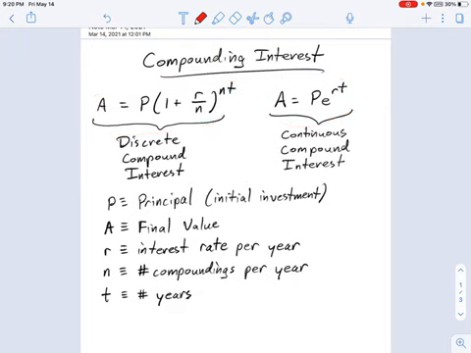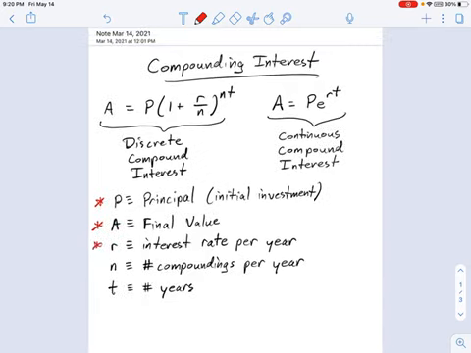See here we have several variable names. P is your principal, that's your initial investment. A is the final value of that investment after a certain period of growth. R is your interest rate per year. N is the number of compoundings per year.